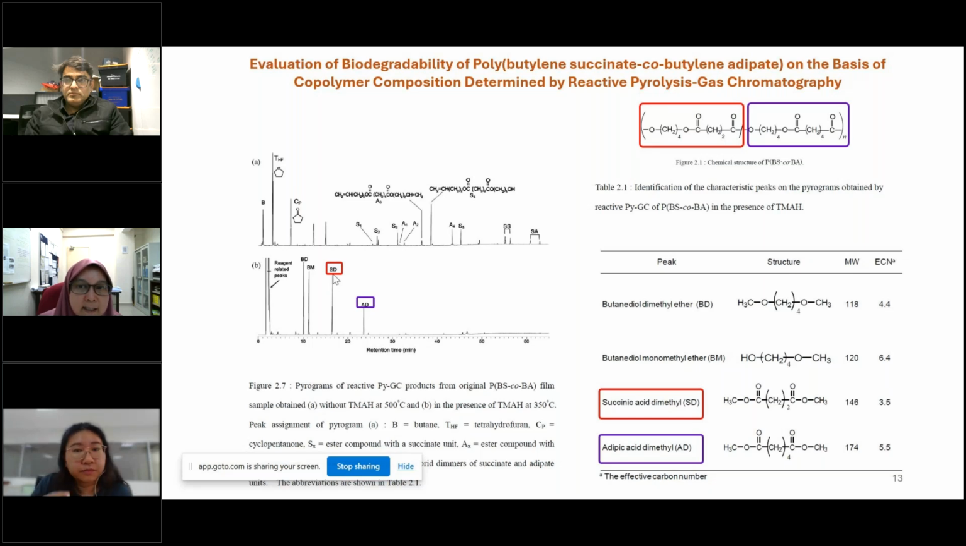So the peak SD or peak AD is directly derived from this polymer chain, butylene succinate, indicated by this red color, derived from this succinate SD. Then AD is derived from this dimethyl adipate. So by this copolymer composition analysis using reactive pyrolysis-GC, we can successfully monitor how many percent of monomer unit degraded during that period of soil burial degradation time.